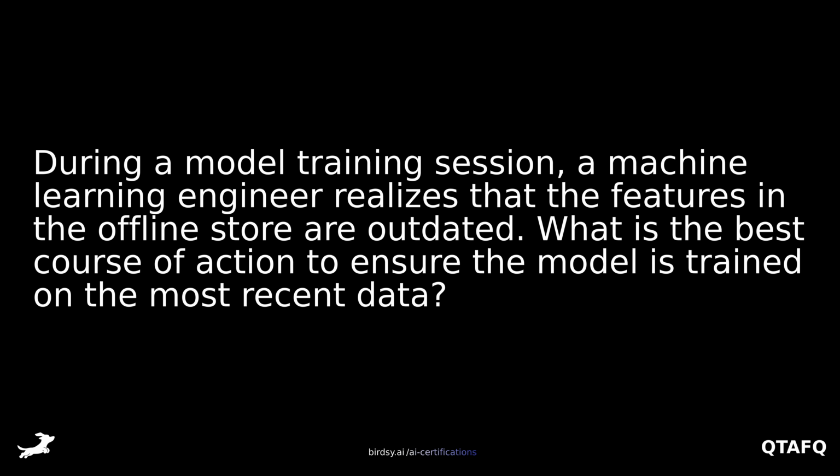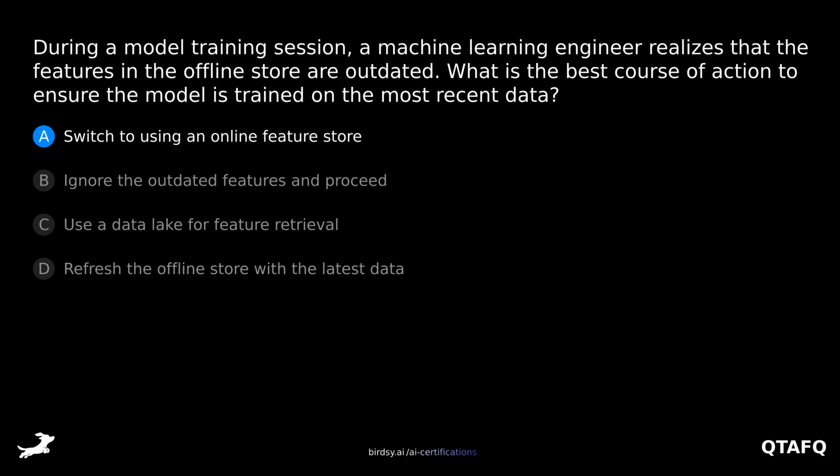During a model training session, a machine learning engineer realizes that the features in the offline store are outdated. What is the best course of action to ensure the model is trained on the most recent data? Is it A. Switch to using an online feature store? B. Ignore the outdated features and proceed? C. Use a data lake for feature retrieval? Or D. Refresh the offline store with the latest data?